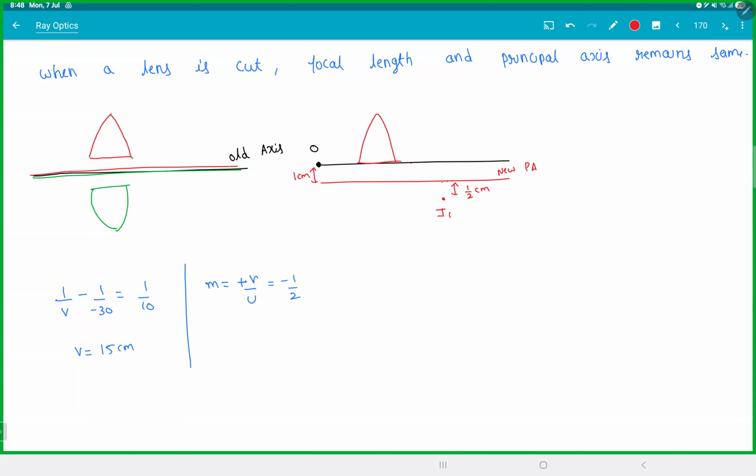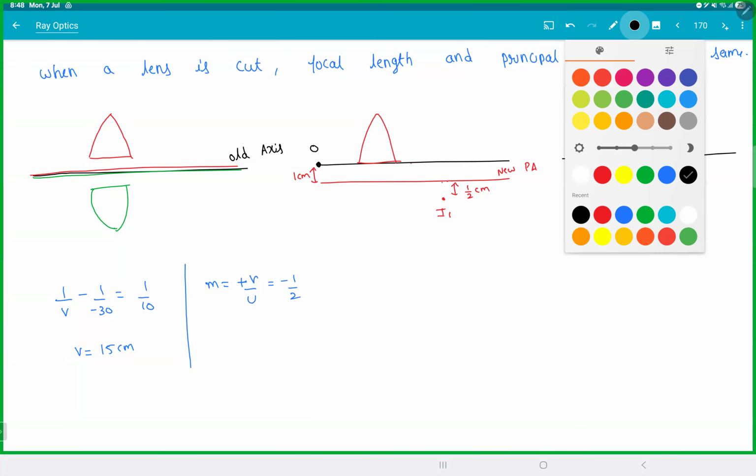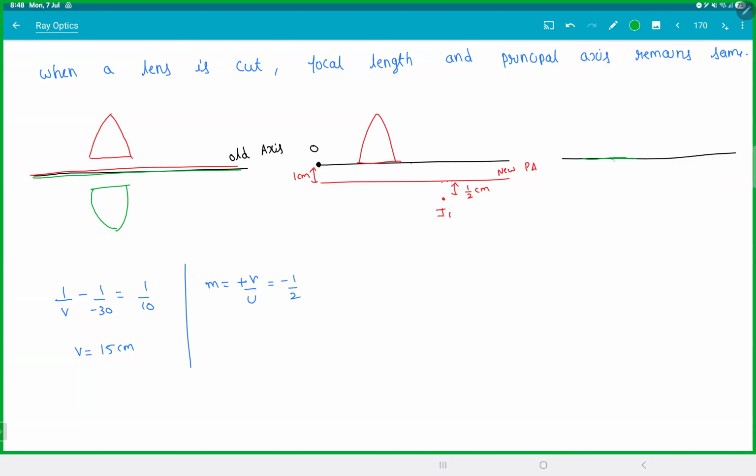So from the initial line, it is at what distance? 3 by 2. It is not half. It is half from the new principal axis, but from the old principal axis, it is 3 by 2 centimeters now. Similarly, if you do the green one, when you made the stick here, this became the new principal axis. So the image will form somewhere here, I2. This will be half centimeter and this will be 1 centimeter. So your final answer will look like this.